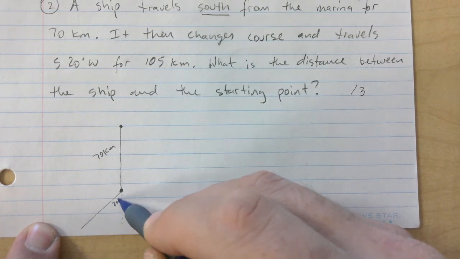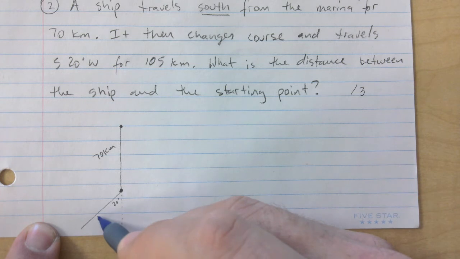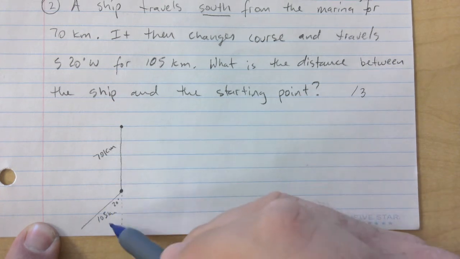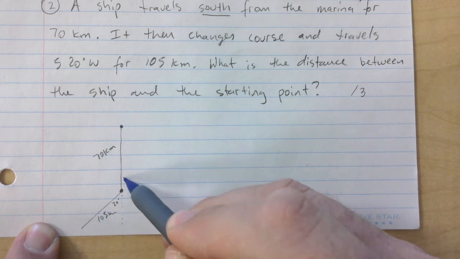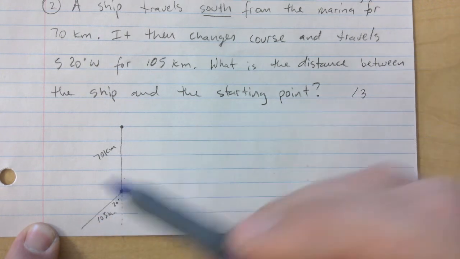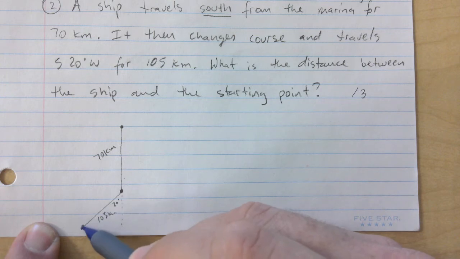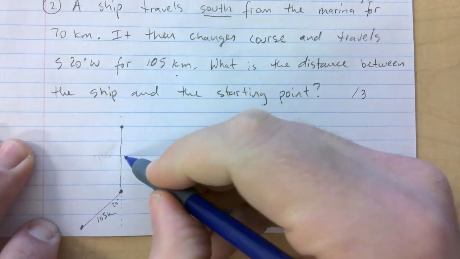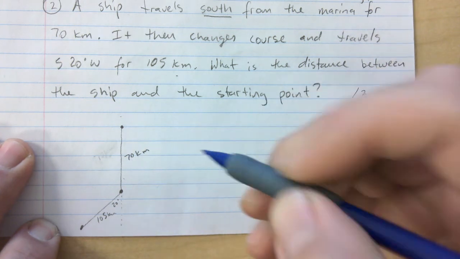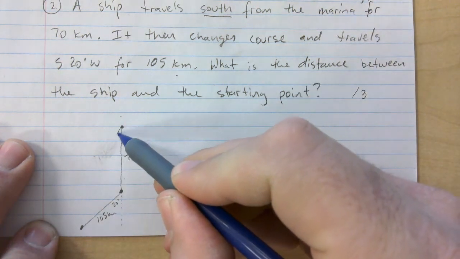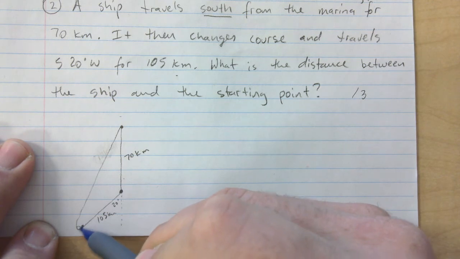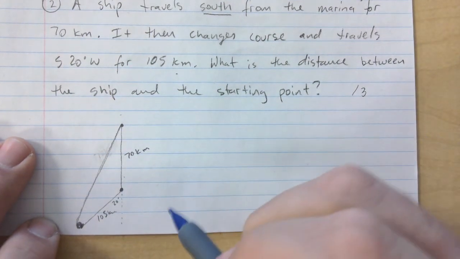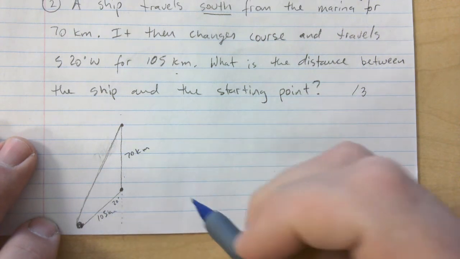So the 20 comes in here for 105 kilometers. My graph is obviously not to scale, right? This should be longer than this. And what's the distance? The boat ends up here. I'm going to make a slight change and put this on the outside. But this is what the triangle should look like. Those are your sides connecting.